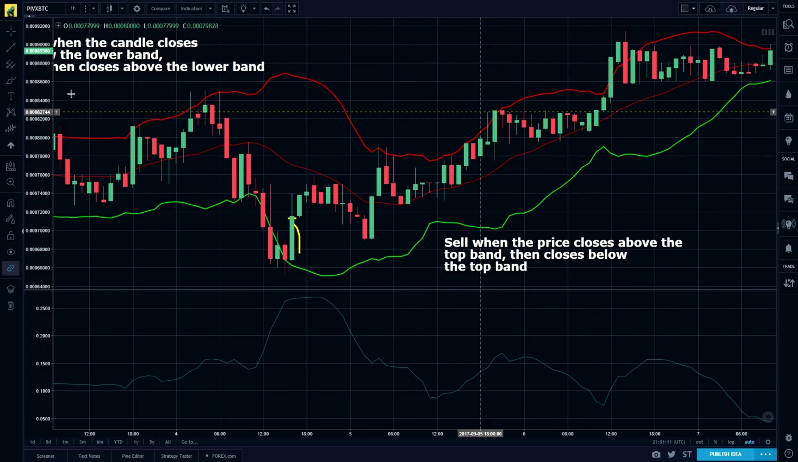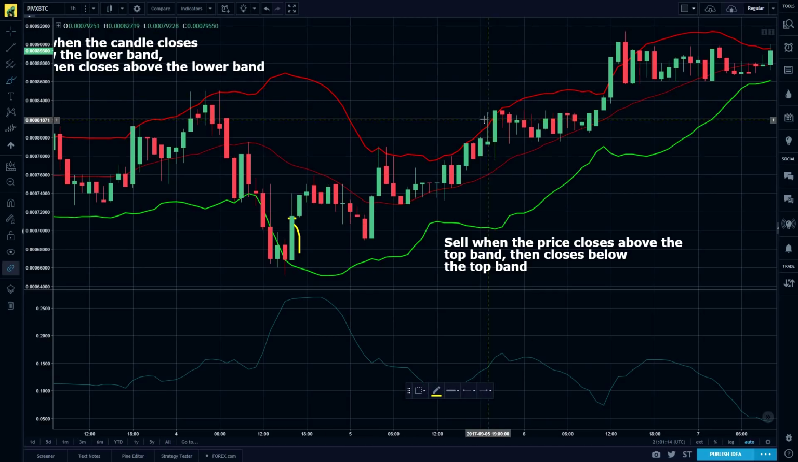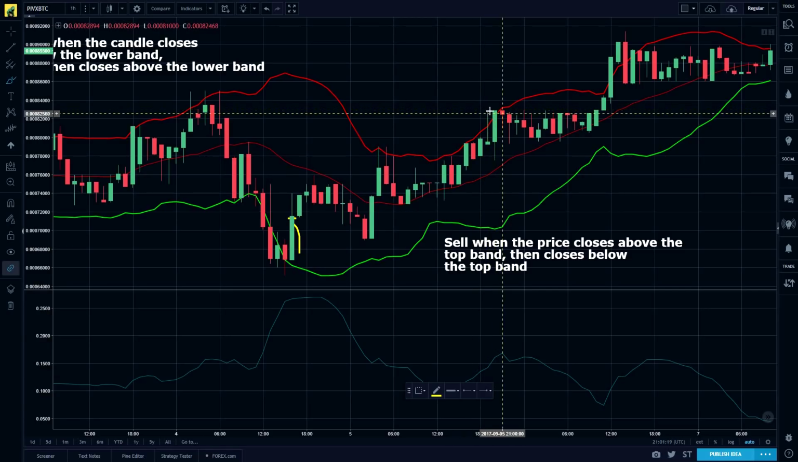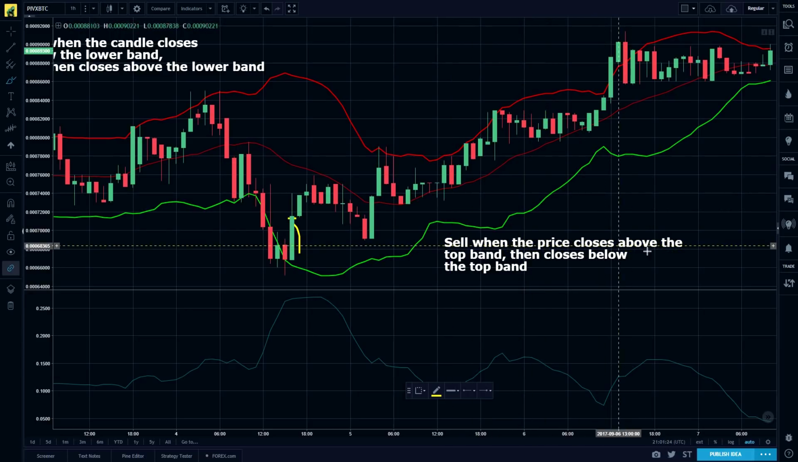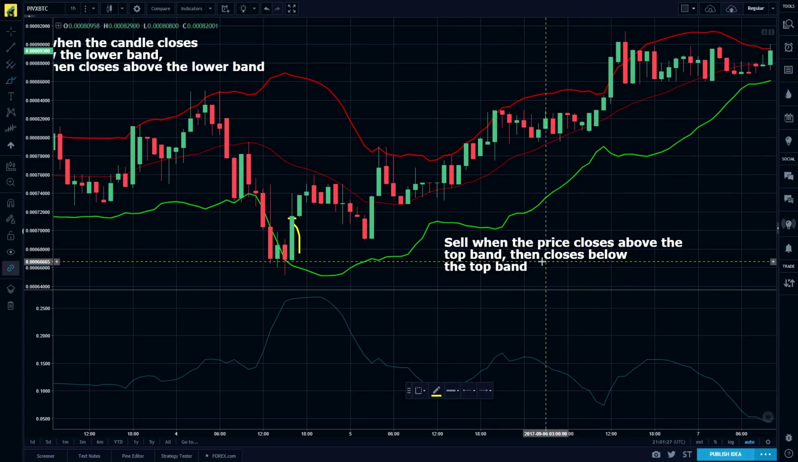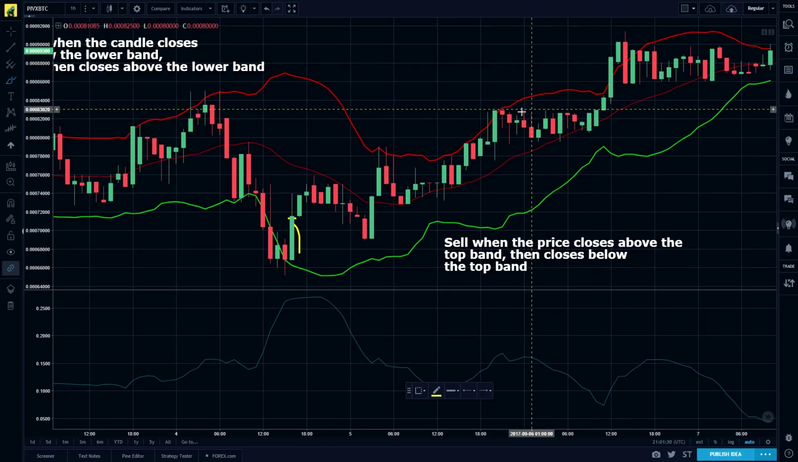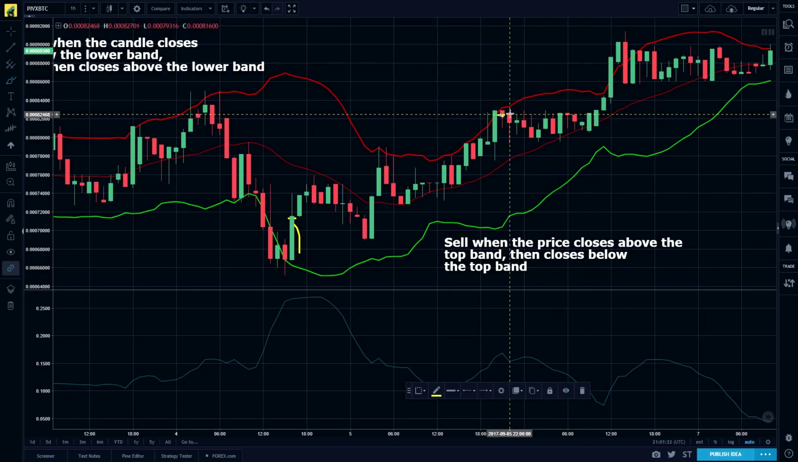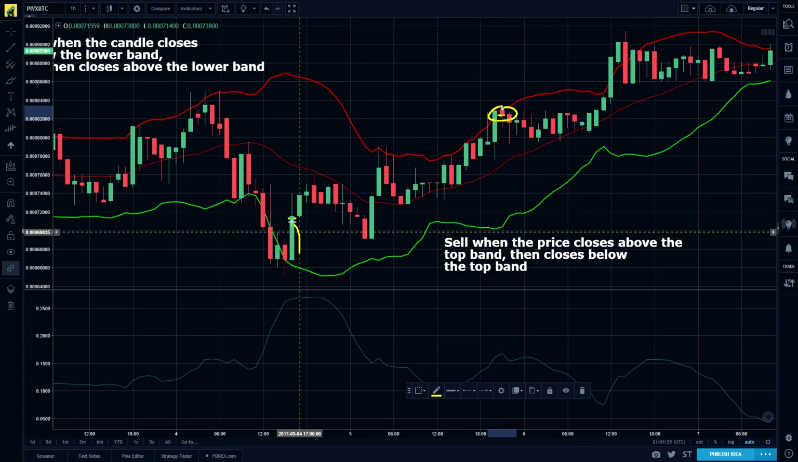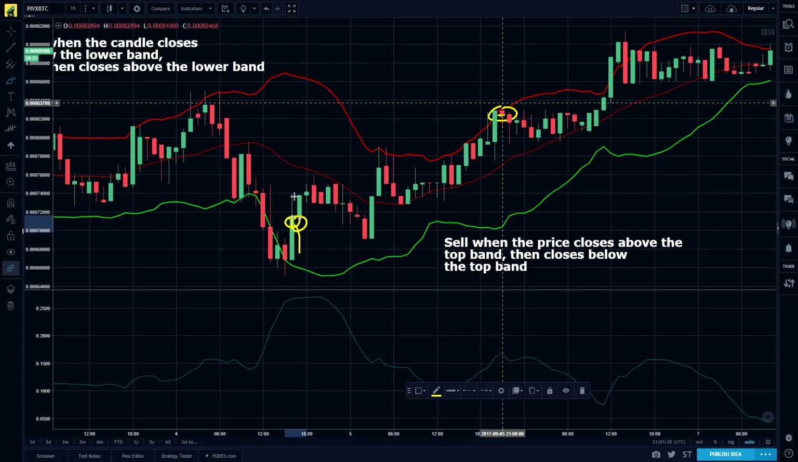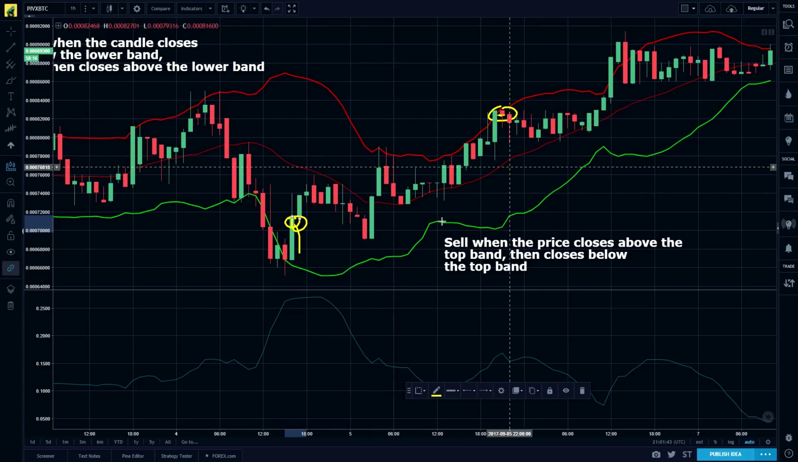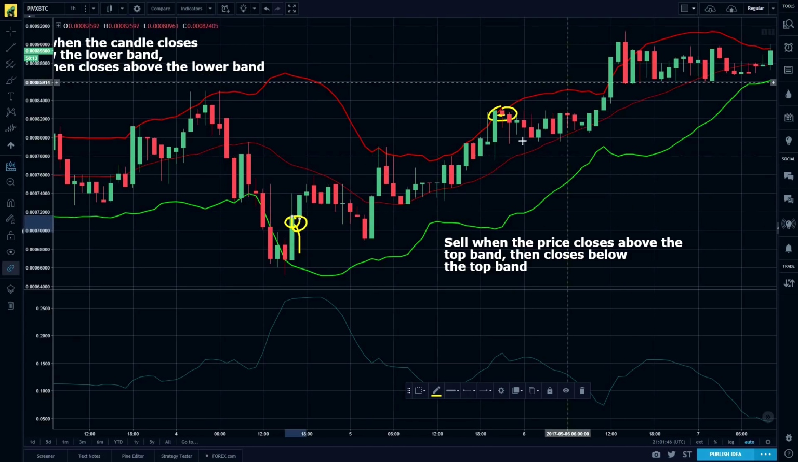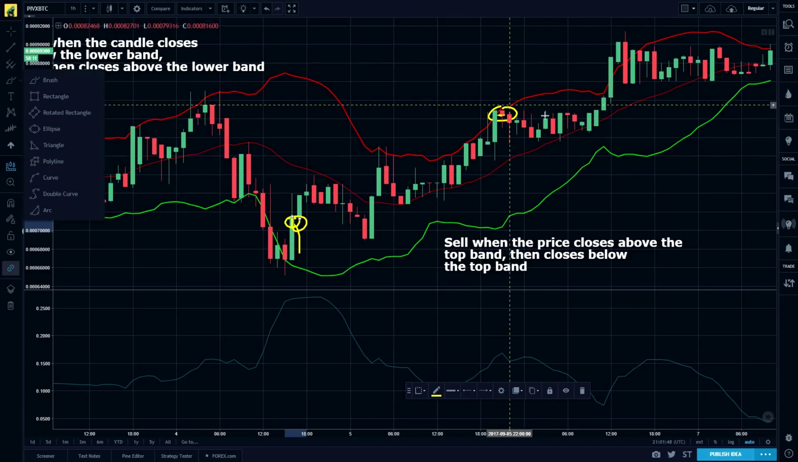Okay, here we go. Right here we can see that the price crossed above the top band. It closed above it actually, so that completes the first part of the condition: sell when the price closes above the top band, and then closes below the top band. This one closed below it, so this would have been a sell right here. So we would have bought about here and sold right there for a profit of 15%.